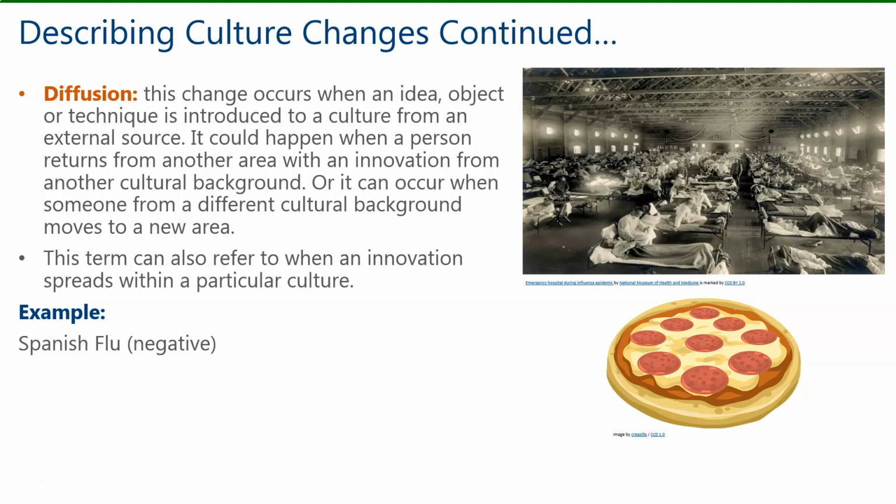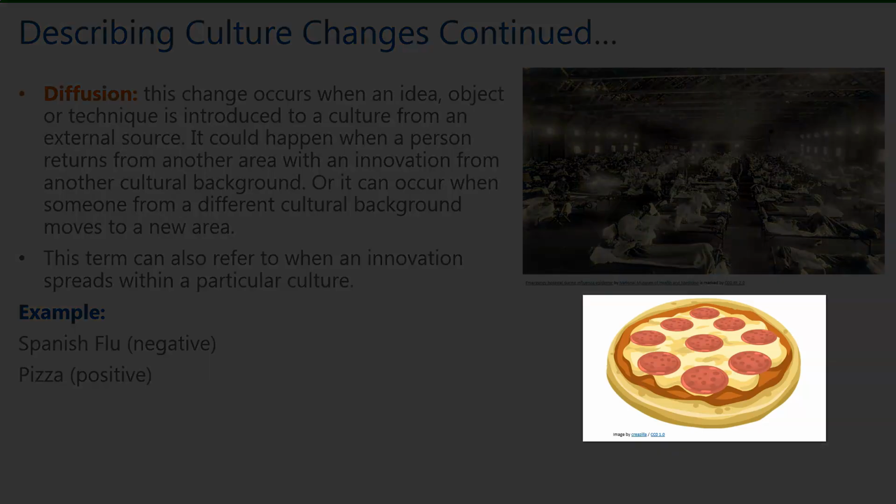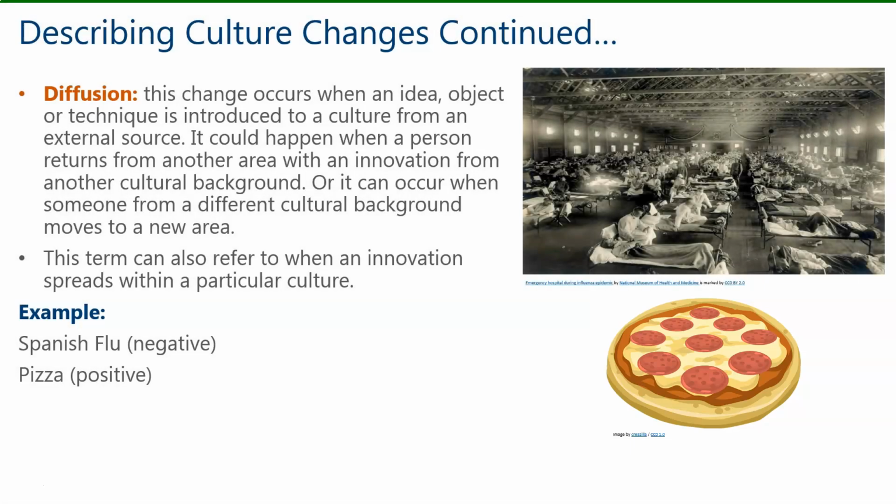It seems strange now to suddenly flip to a positive example, but a positive example of diffusion is pizza. We know that pizza is pretty much everywhere now, all over North America, Europe, Asia, all over the world, just about, almost. Pizza originated in a particular culture, and then it spread as people spread throughout the world.